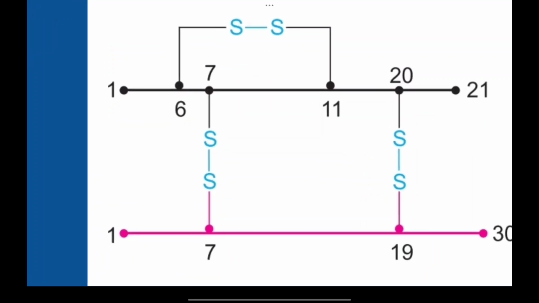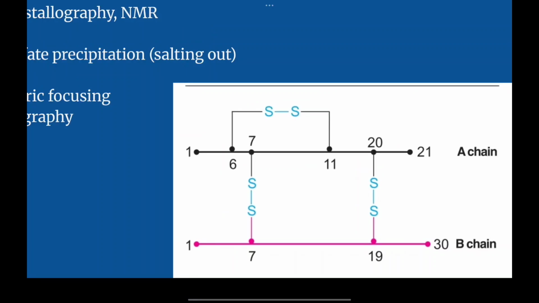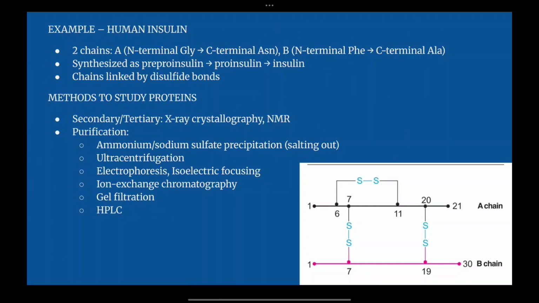So this is the representation of how a sulfur to sulfur bond or a disulfide bond is formed between the two cysteine groups. The cysteine sulfur bonds are formed at the 6th and 11th amino acids of the A chain, the 7th of the A chain and 7th of the B chain, and the 20th and 19th positions of the A chain and B chain respectively. A disulfide bond is formed to keep the human insulin linked together.